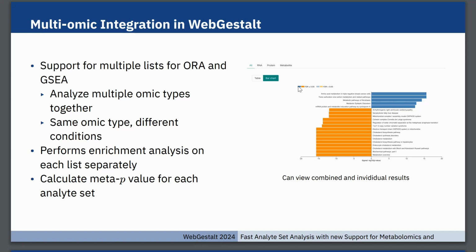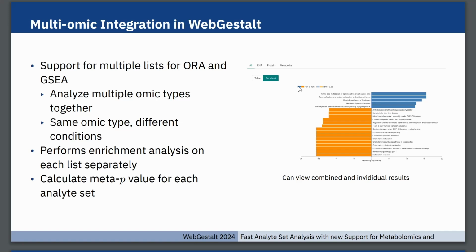How WebGestalt handles this integration is that we perform the enrichment analysis for each list separately. So it's going to be the exact same method as if you ran that list individually. To create that integration, we calculate a meta p-value, where we take the p-values for each of the pathways for each individual omic.